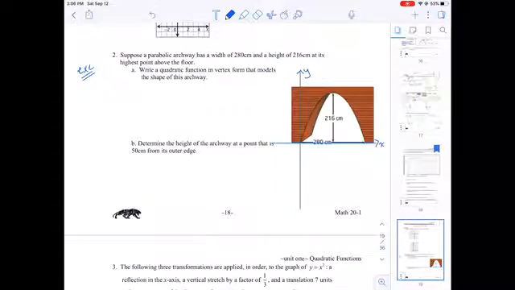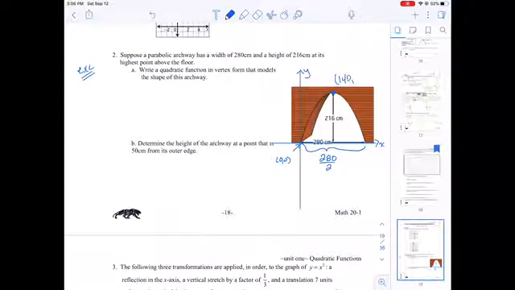We're going to use the information that we have. So first of all, what would my vertex be? If this was my origin right here at 0, 0, what would my vertex be? If the whole width of this archway is 280 centimeters, then 280 divided by 2 would be 140. So the distance here would be 140. And the height is, of course, 216. So there's the vertex of my parabola.